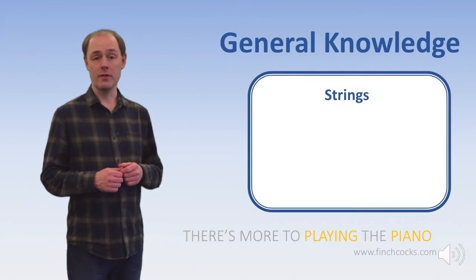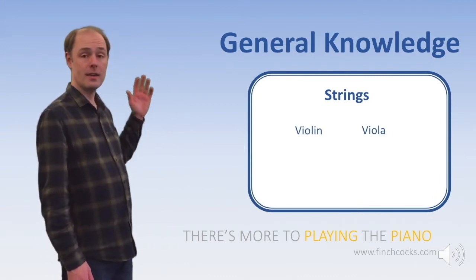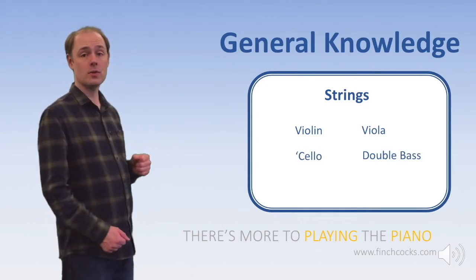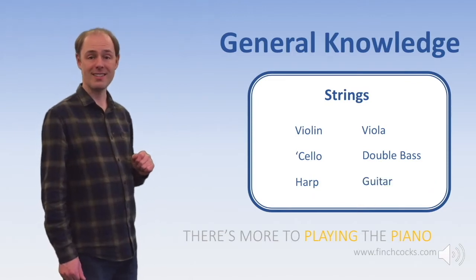Let's start with the string family. The bowed stringed instruments are the violin, the viola, the cello, and the double bass. And it's also important to know something about the harp and something about the guitar.